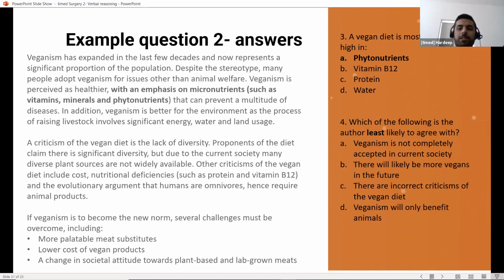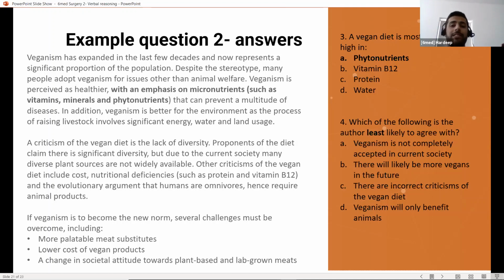Number three, this one was an easier question because it's just related to single words. So hopefully you'll get lots of these in your actual exam. And so you just take each of the answer options as a keyword, and you can see there it says an emphasis on micronutrients such as vitamins, minerals, and phytonutrients, and so you can take that as being the right answer. So hopefully most of you got that one right.